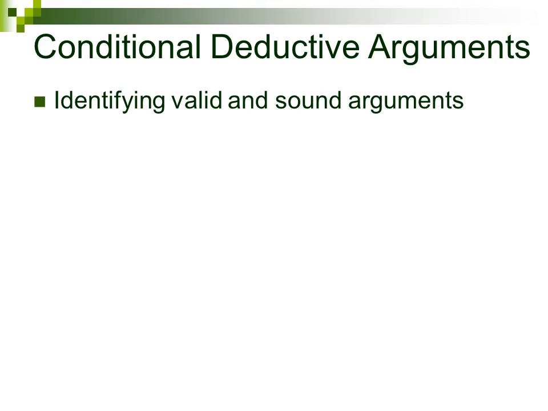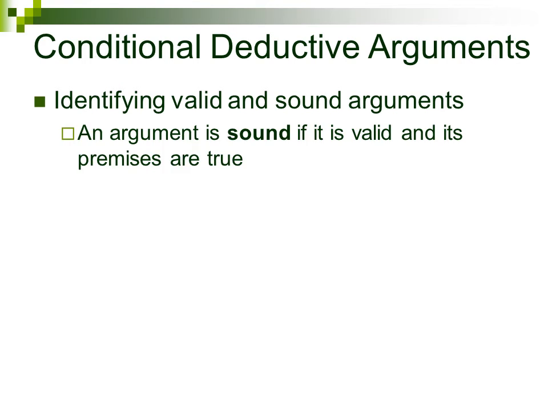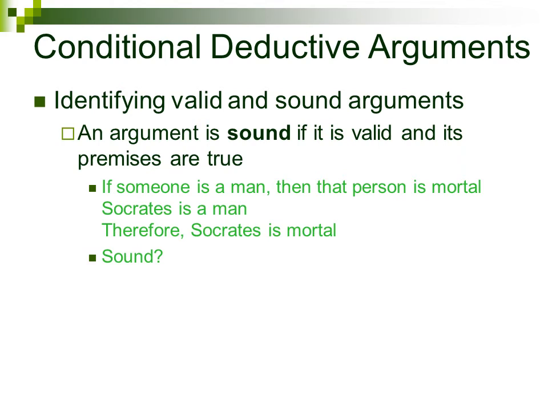So, in addition to determining if an argument is valid, you also have to determine if it is sound. And an argument is sound if it is valid and its premises are true. By true, I just mean that they are consistent with our knowledge of the world. So let's go through a couple of examples looking to see if an argument is sound or not.